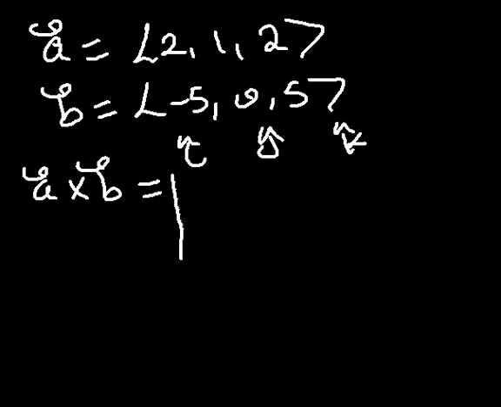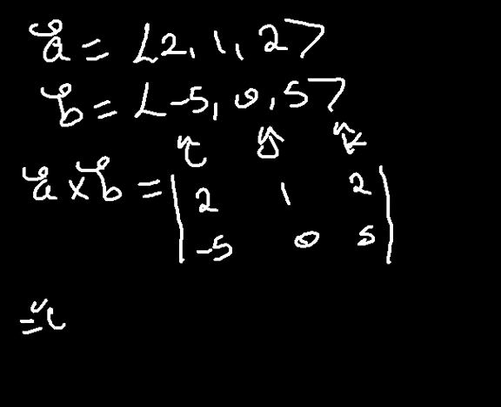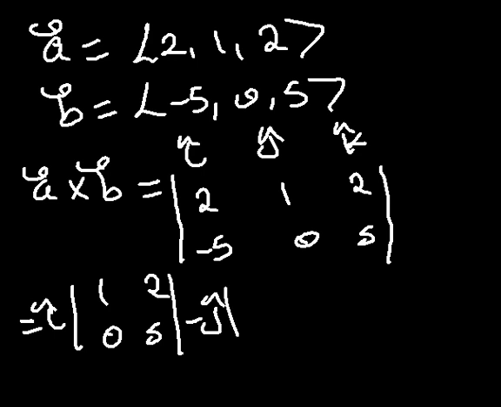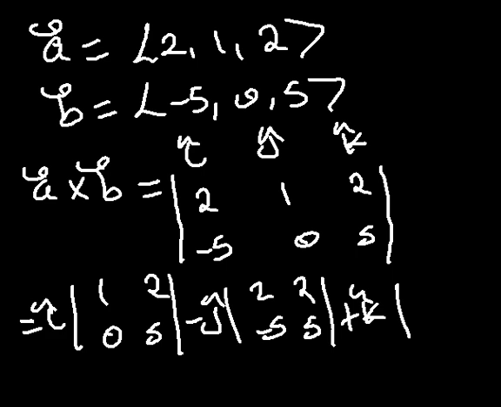And for the first vector, we have 2, 1, 2, and then -5, 0, 5. We'll have that. Then for i, we'll have 1, 0 and 2, 5, that is with the minus. Then for j, that will be given as 2, -5 and 2, 5. And the plus k will have 2, -5, 1, 0.